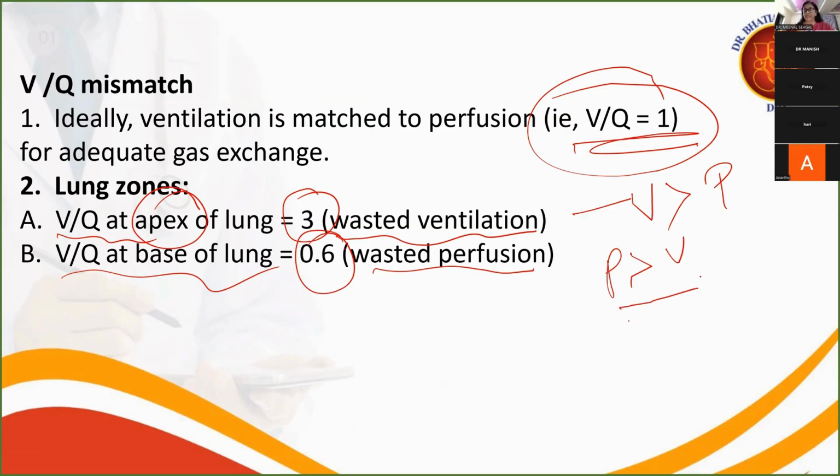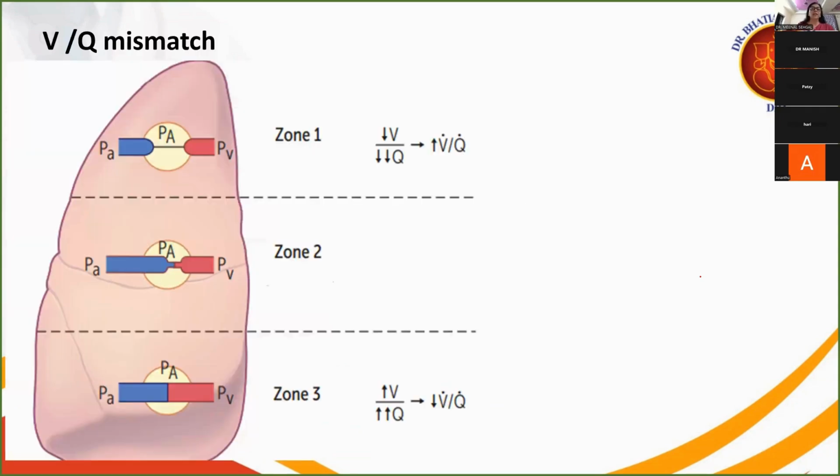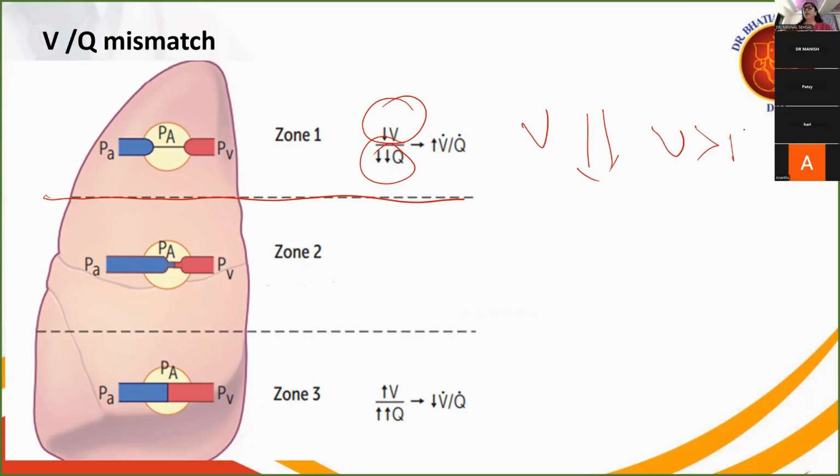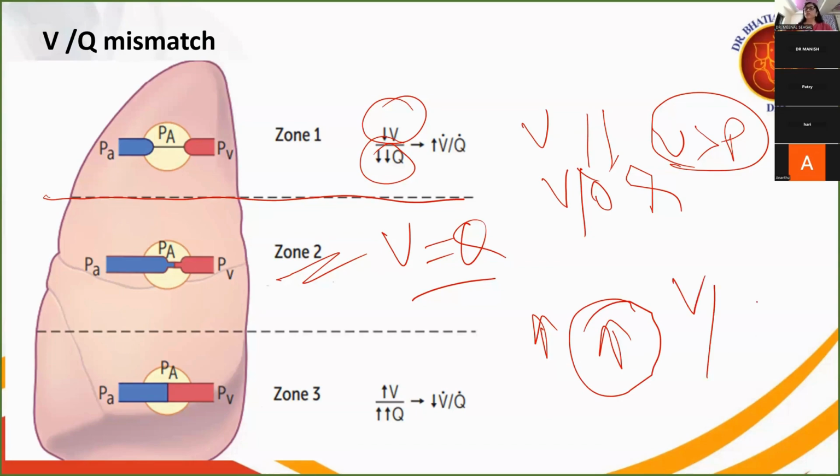So if you look at the diagram here, at the apex of the lung the ventilation is less and perfusion is less, but perfusion is much lesser than the ventilation. So the ventilation is still more and it is 3 times that of perfusion. So the VQ ratio is 3 at the apex. Ventilation is equal to perfusion in the middle zone, that is zone 2. And both ventilation and perfusion are high in the base of the lungs, but the perfusion is much more than the ventilation. So the VQ ratio is 0.6.